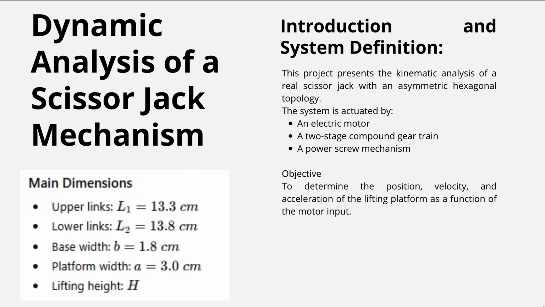The system consists of a scissor jack driven by an electric motor through a compound gear train and a power screw mechanism. Using this configuration, we can analyze how the motor motion is transmitted through the mechanism and ultimately converted into the lifting motion required to raise a vehicle. Before analyzing the velocities and accelerations, it is necessary to define the geometry of the mechanism and understand how the motion is transmitted from the motor to the jack.